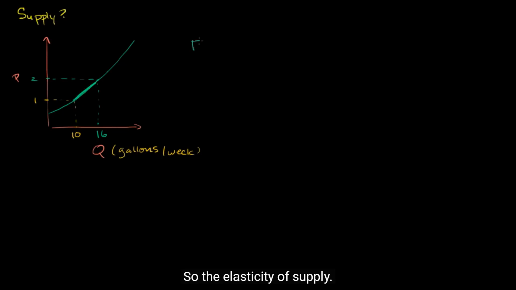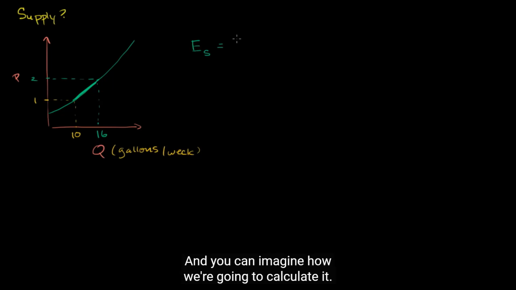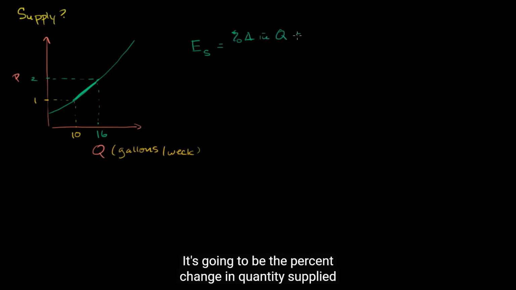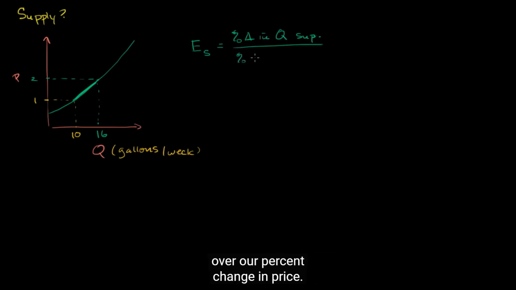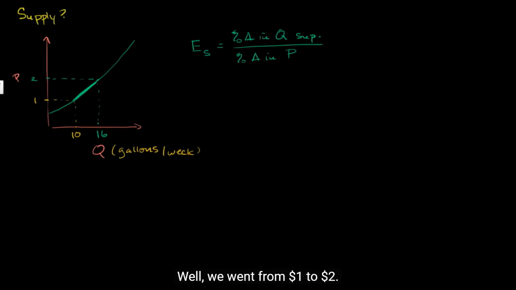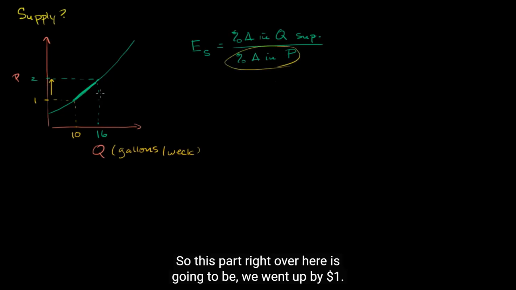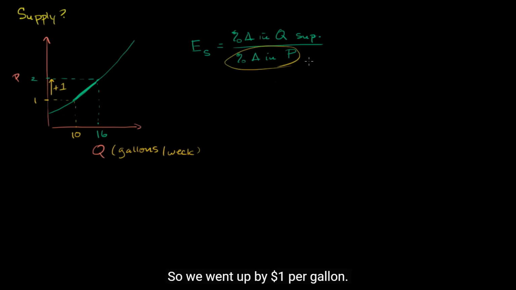So the elasticity of supply, and you can imagine how we're going to calculate it. It's going to be the percent change in quantity supplied over our percent change in price. So what is our percent change in price? Well, we went from $1 to $2. So this part right over here, we went up by $1 per gallon.